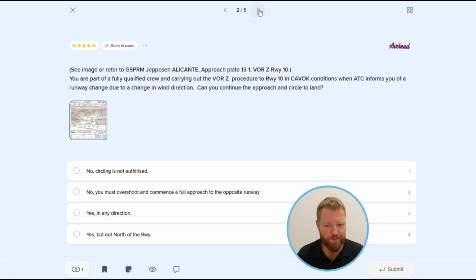And we are moving to question number 2. Okay, here we have an image of Alicante approach plate 13-1 for VOR Z runway 10. And the question is: you are part of a fully qualified crew and carrying out the VOR Z procedure to runway 10 in CAVOK conditions when ATC informs you of a runway change due to a change in wind direction. Can you continue the approach and circle to land?